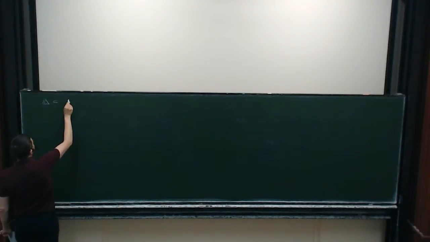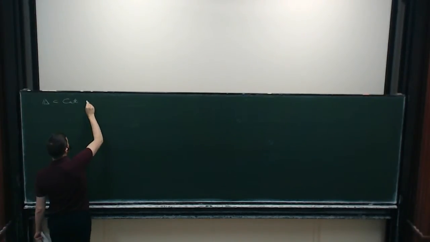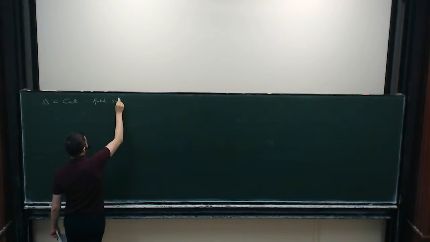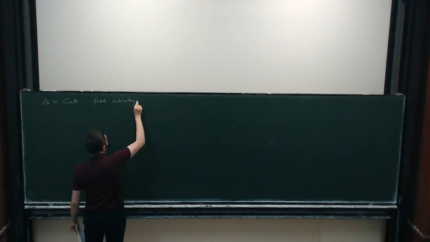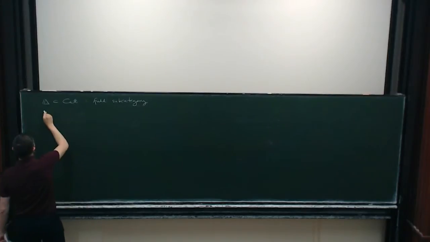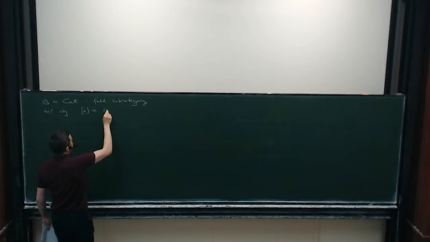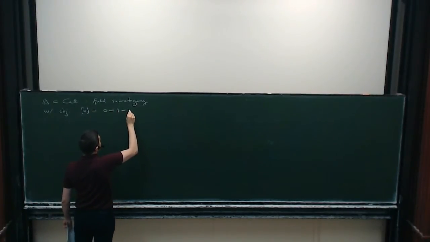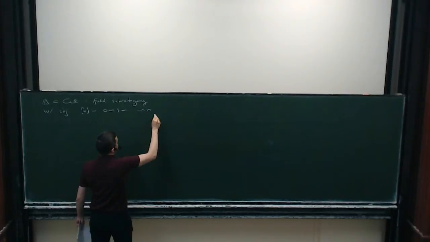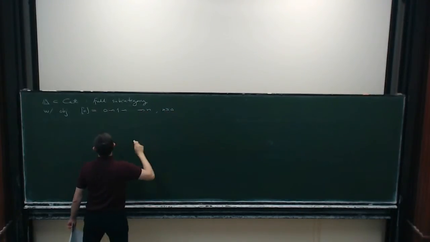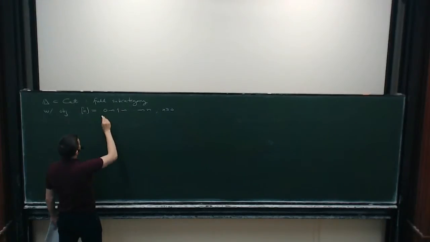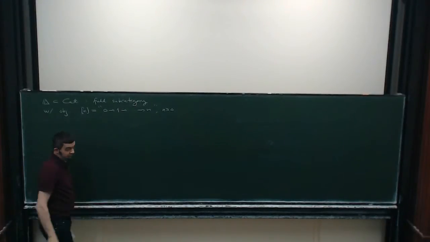So let's first define delta to be the full subcategory of the category of categories, with objects these categories [n], where n is greater than or equal to zero.